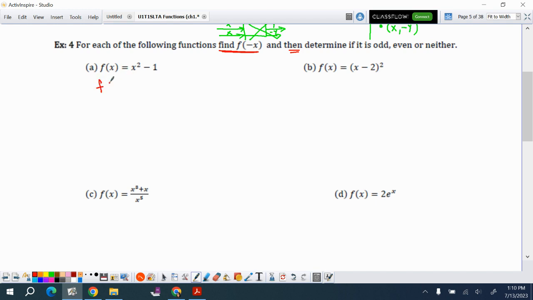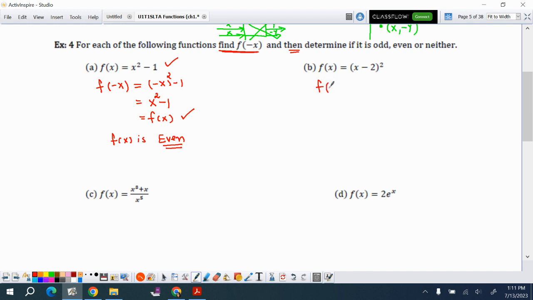So first of all, let's replace x with negative x. And you get negative x squared minus 1. We know that negative x, when you are squaring, is still the same as positive x squared minus 1, which is the same as the original f of x. Again, f of negative x is the same as f of x. Here, this f of x function is an even function. Replace x with negative x, you get the same as the original. That means f of x is an even function.